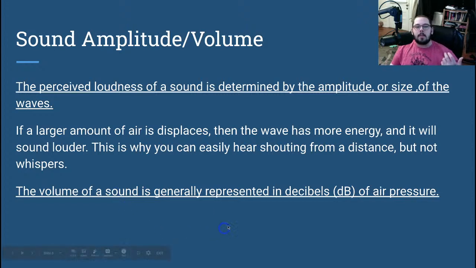Generally speaking, we can represent the volume of the sound in terms of decibels. So let me talk at a normal volume here. Decibels of air pressure, and that's just abbreviated dB if you ever see that. That's generally speaking one of the more common ways to represent sound volume. There's a few. We don't need to get into the details of that for this class. Just know that the larger the amplitude of the wave, the louder the sound.